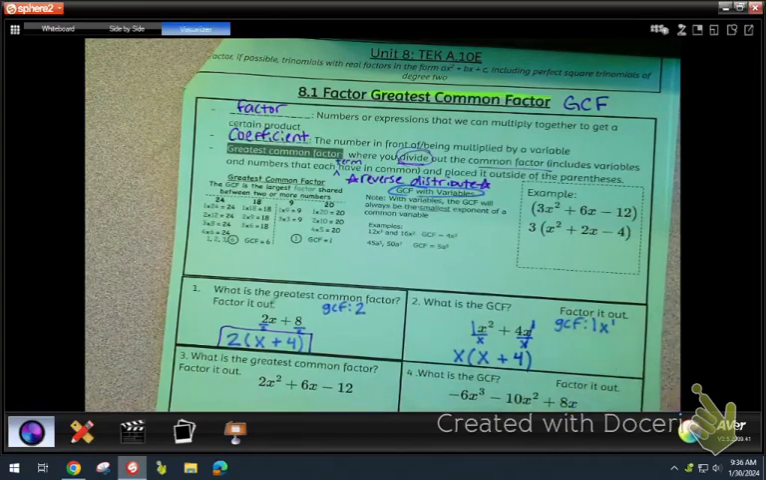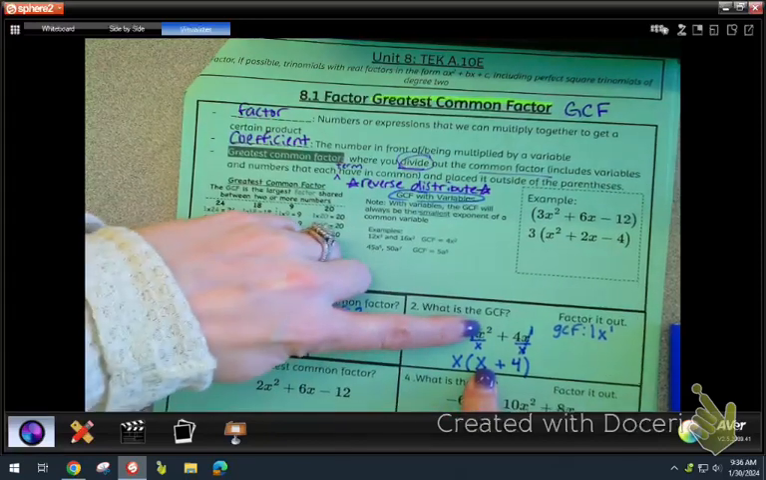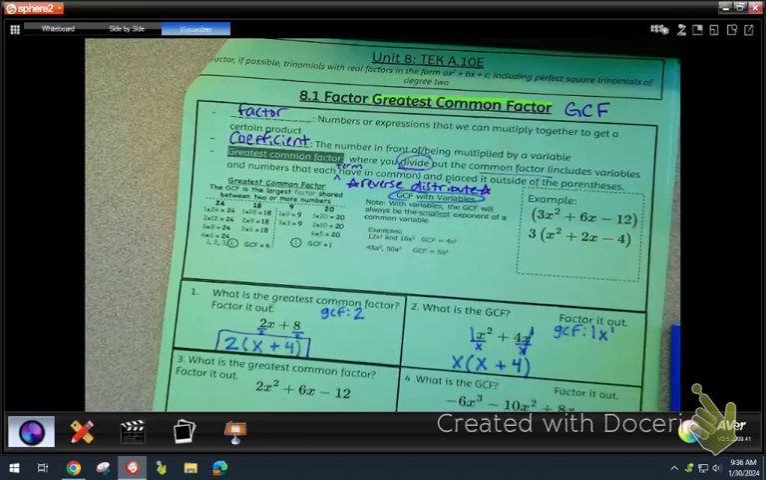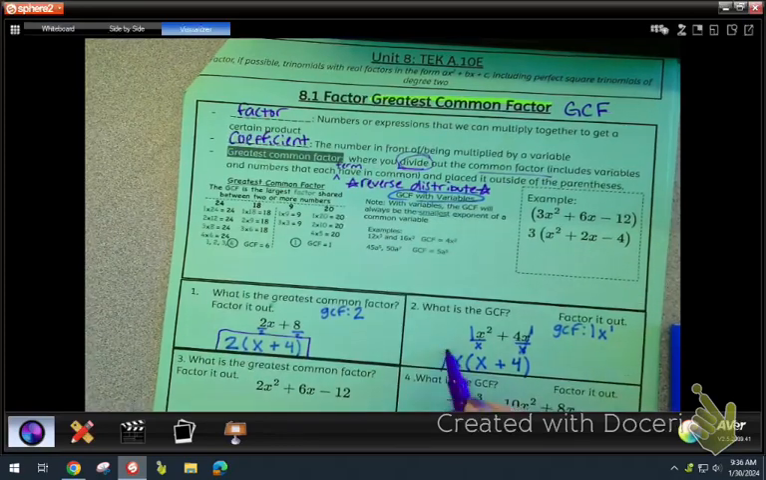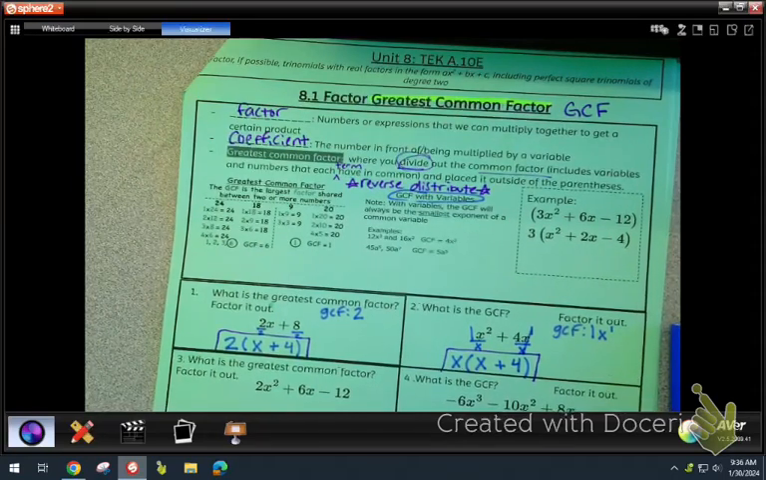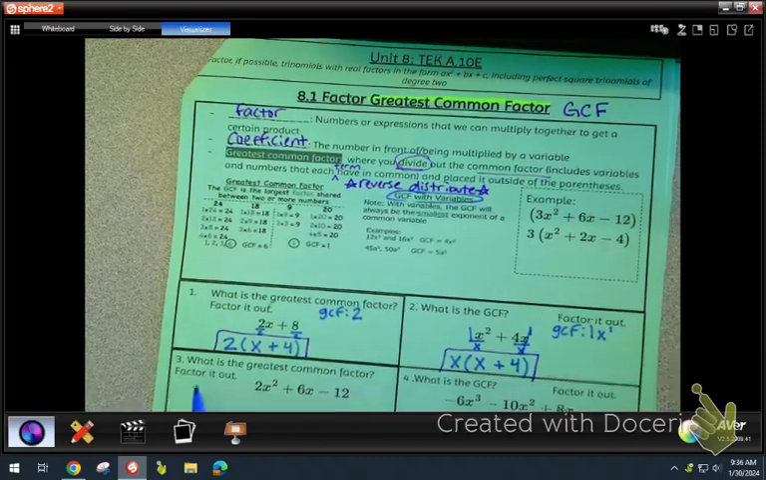Okay? Now check it. Go forwards. X times X is X squared. X times 4 is 4X. So I did it right. This is my answer. That's pretty easy. It's not too bad. Okay? It can get worse. All right, let's do number 3.